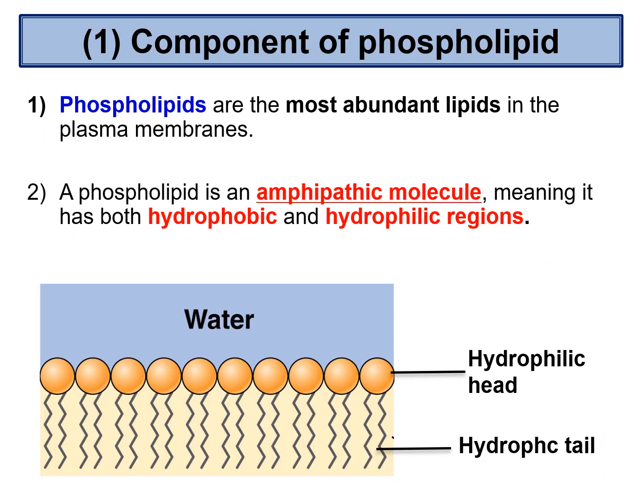Phospholipids are the most abundant lipids in the plasma membrane, and each is known as an amphipathic molecule, meaning it has both hydrophobic and hydrophilic regions. In this diagram, it shows that the hydrophilic head has direct interaction with water compared to the hydrophobic tail, which is away from water.